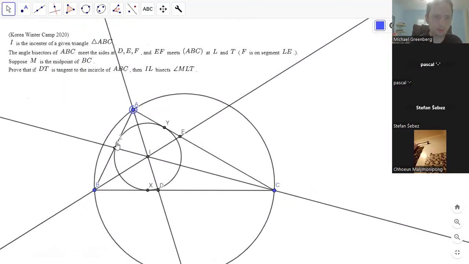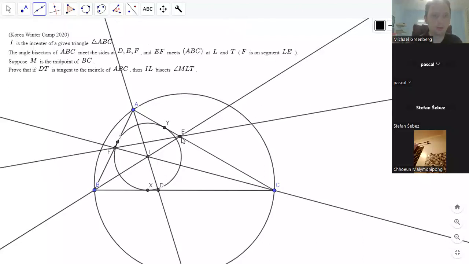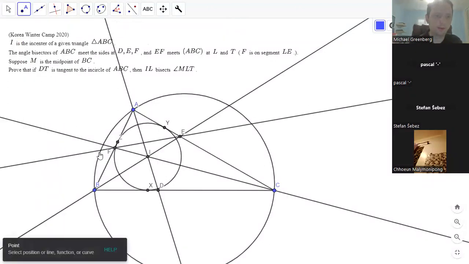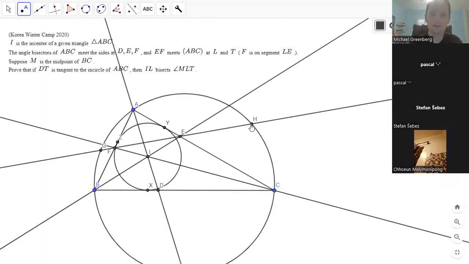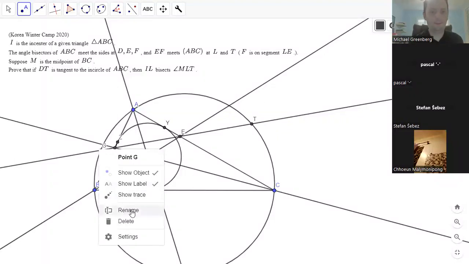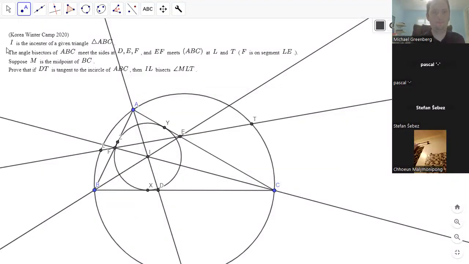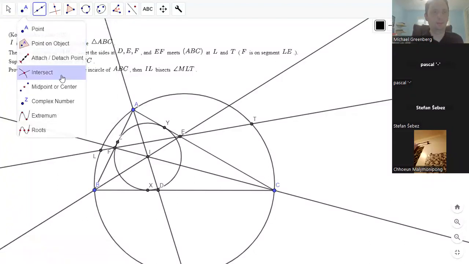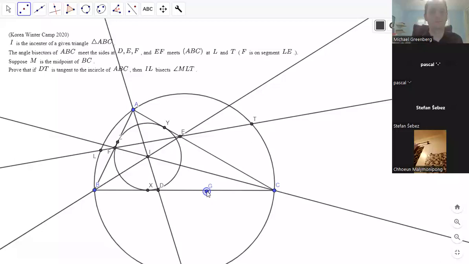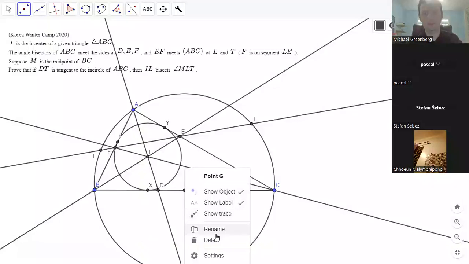So we want to draw EF and see where it meets the circle at L and T. F is on segment LE, that's good. And M is the midpoint of BC. So that's M.